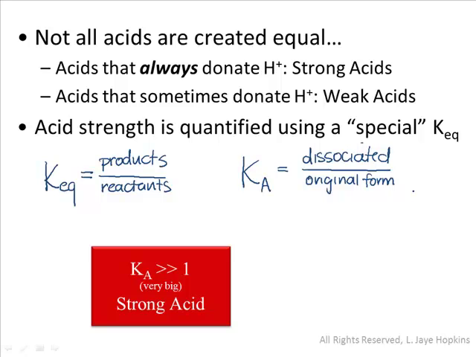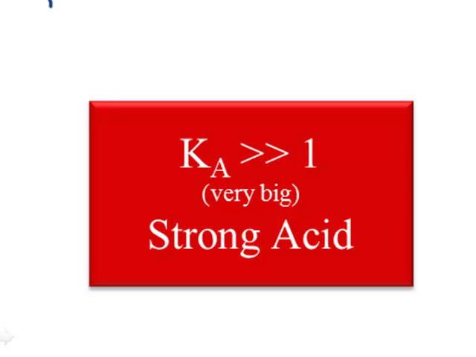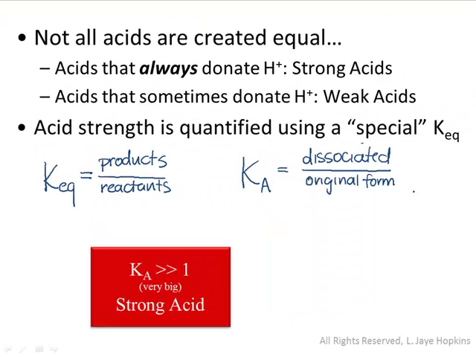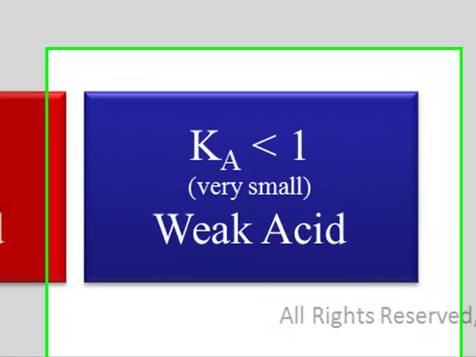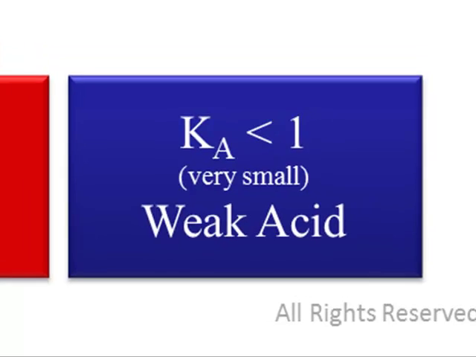Ka's for strong acids tend to be very large, much, much greater than 1, because the numerator is so big compared to the denominator. Usually we're talking about values in the thousands. Meanwhile, if you're dealing with a weak acid, it means that you might have only a small amount of dissociated hydrogen compared with the original form. Because of this, when a Ka is less than 1, a fraction or a decimal, that's how we know we're looking at a weak acid.